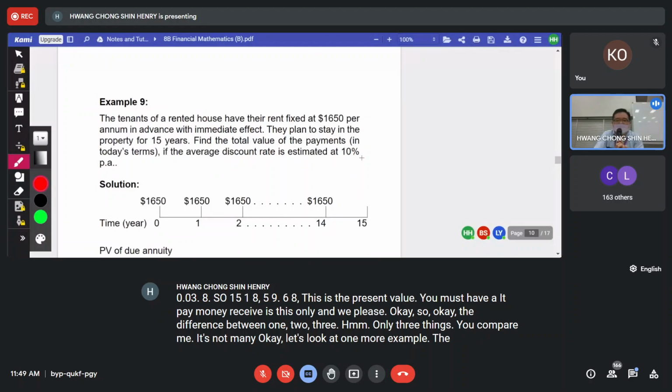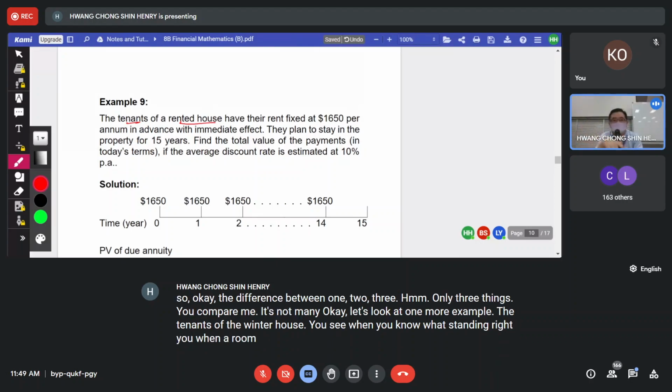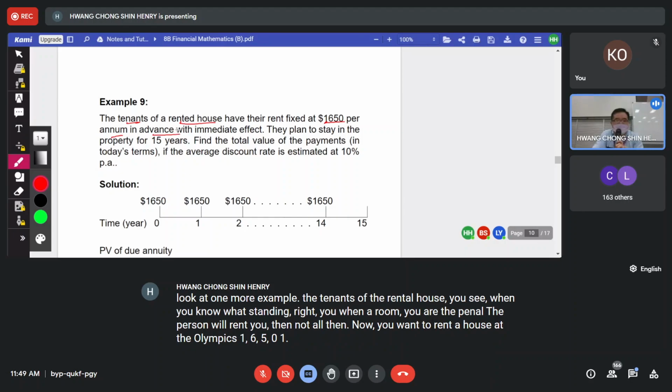The tenants of a rental house. You see, you know what a tenant is, right? You all rent a room, you are the tenant, no? The person who rents to you is the landlord or landlady. Okay. Now you want to rent a house, have your rent fixed as 1650 per annum once. What's the meaning of once? So with immediate effect.